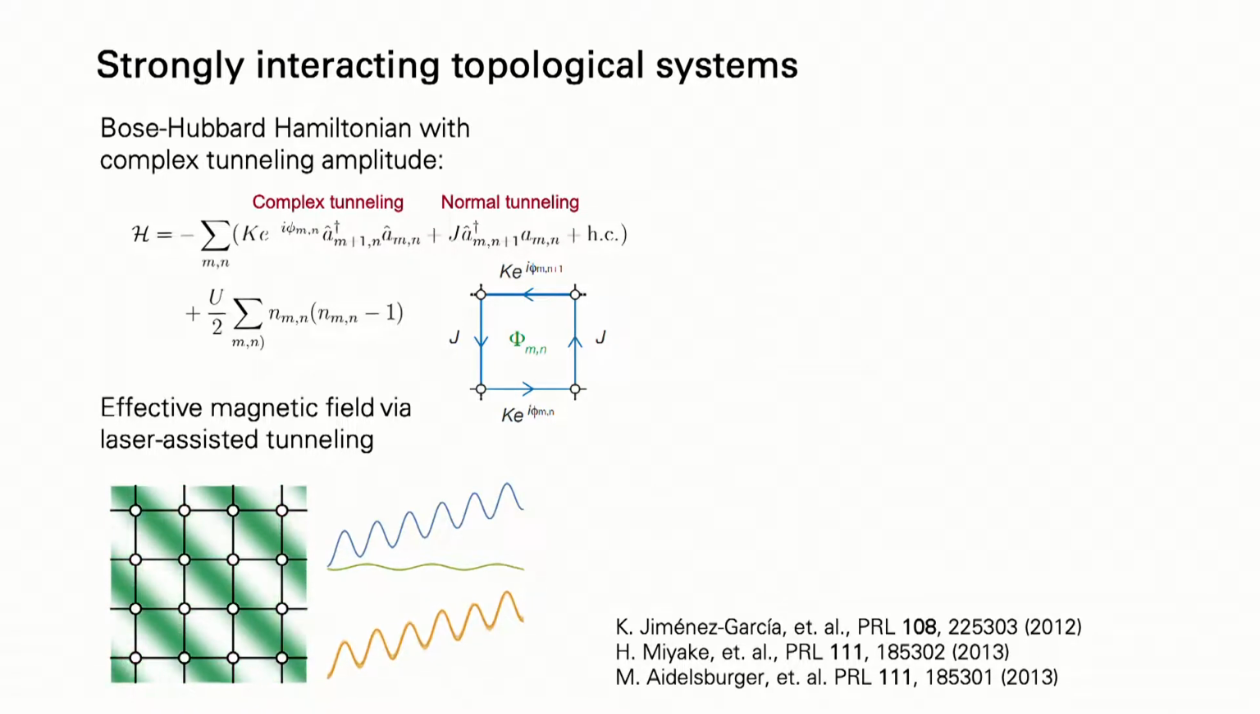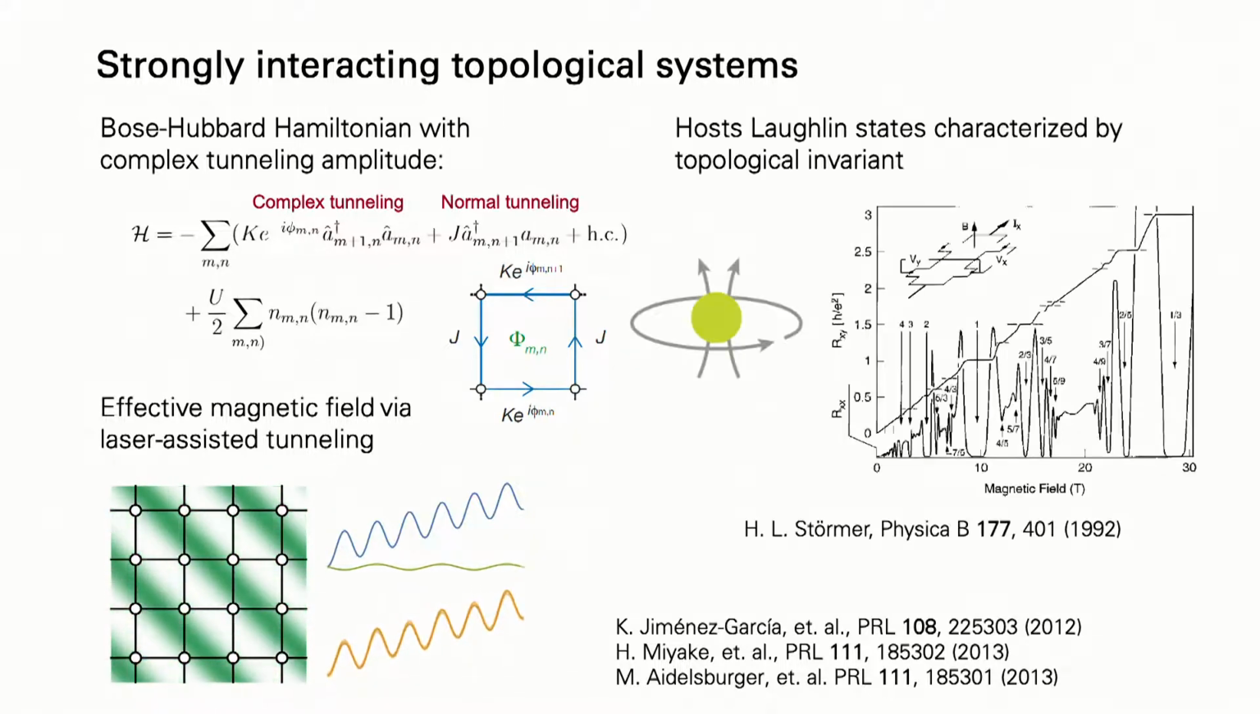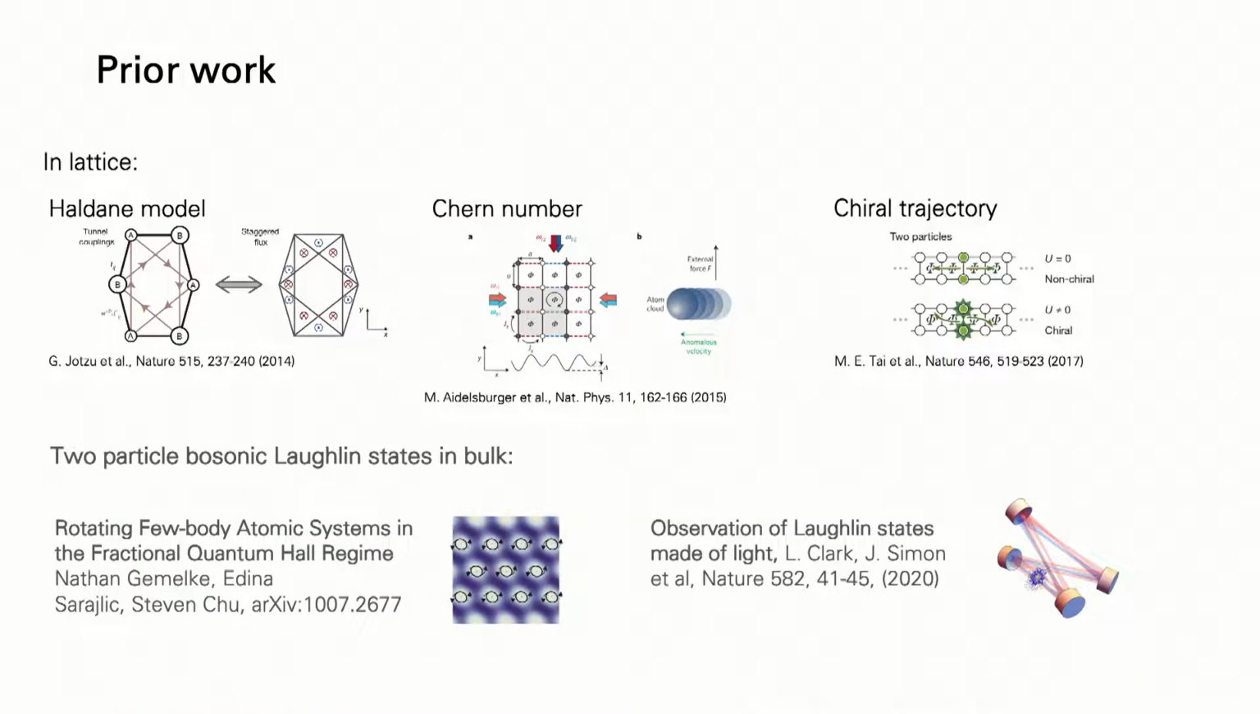There have been interesting experiments along these lines in many labs, mostly for non-interacting or very weakly interacting situations. But if you have strongly interacting particles in such a potential, then you expect to get Laughlin states and fractional quantum Hall physics. And so that's what we are after.